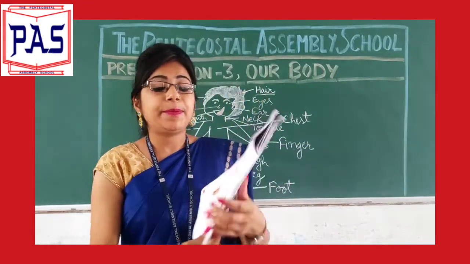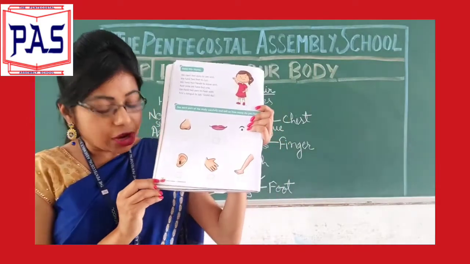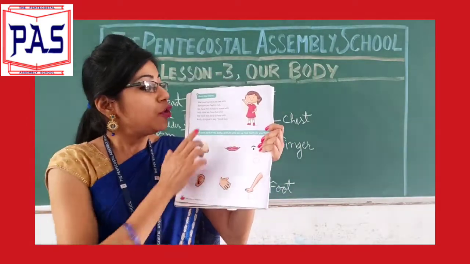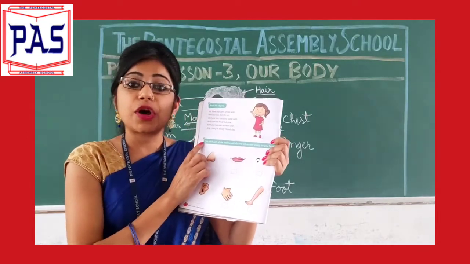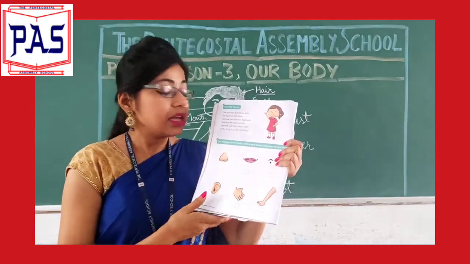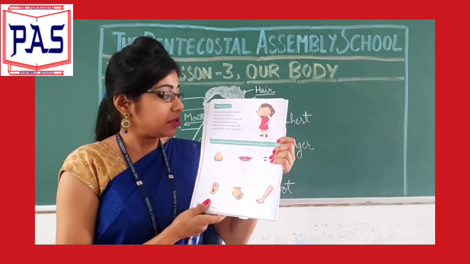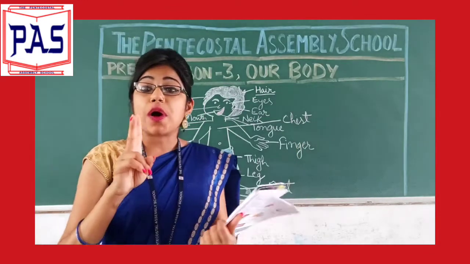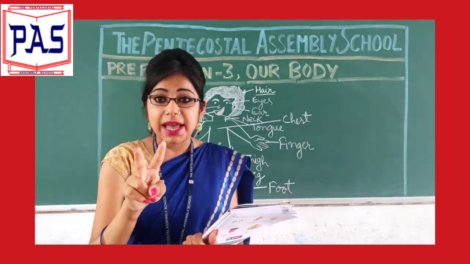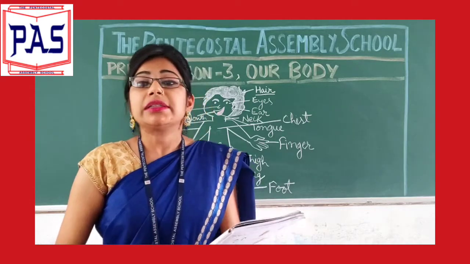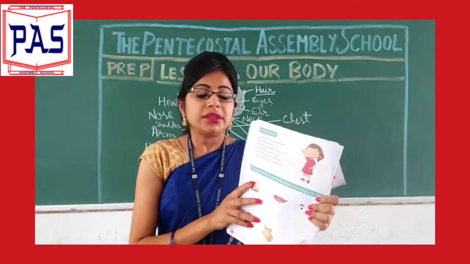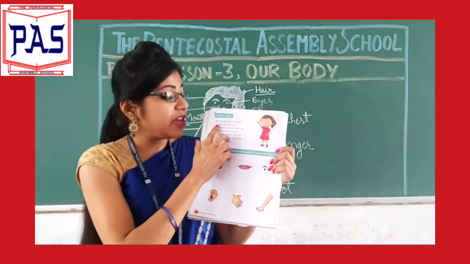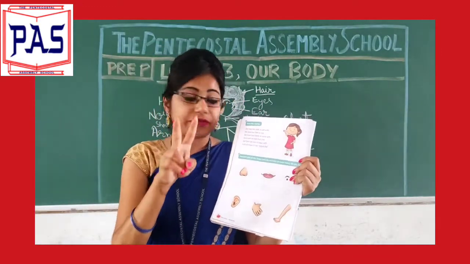Here, on page number 4 of your EVS book, you can see that there is a rhyme based on your body parts. Let us read about it. We have 2 eyes to see with. As I have explained to you, we see with our eyes. So, this rhyme is telling we have 2 eyes to see with.